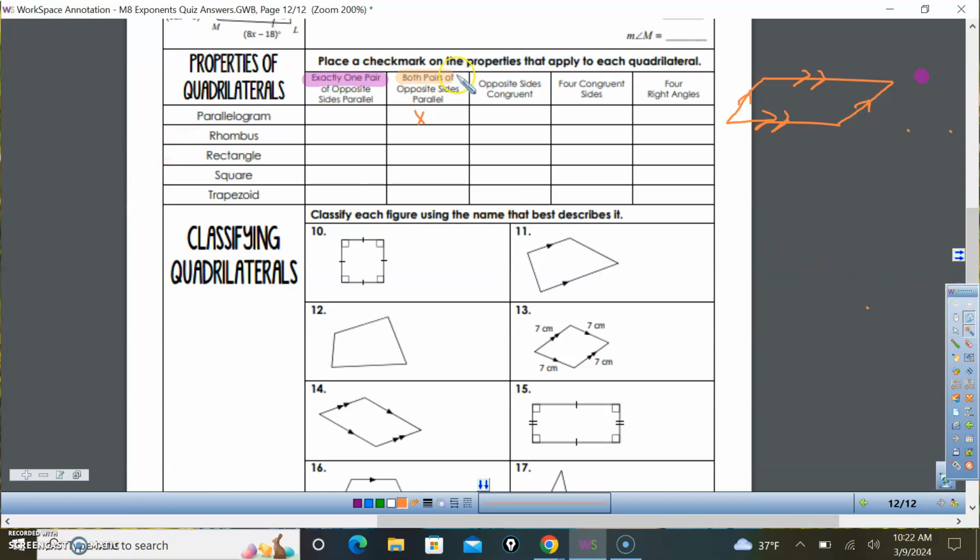So the next column here is opposite sides are congruent or four sides are congruent. For this one, the opposite sides of a parallelogram are always going to be congruent, but all four sides do not have to be congruent. And where it says four right angles, a parallelogram does not necessarily have right angles. There are specific types of parallelograms that do, but the general blanket term for a parallelogram does not have four right angles.